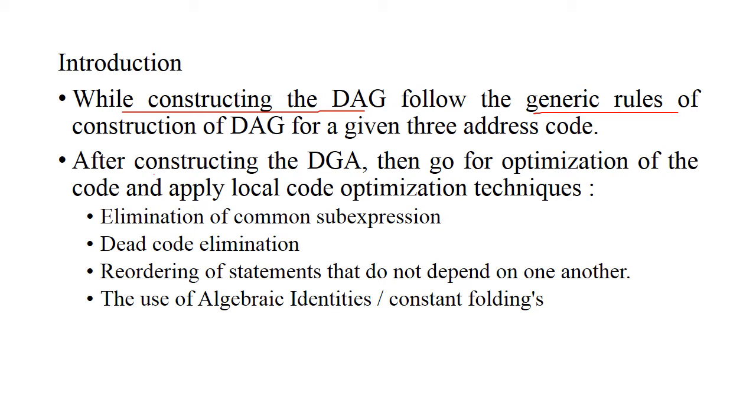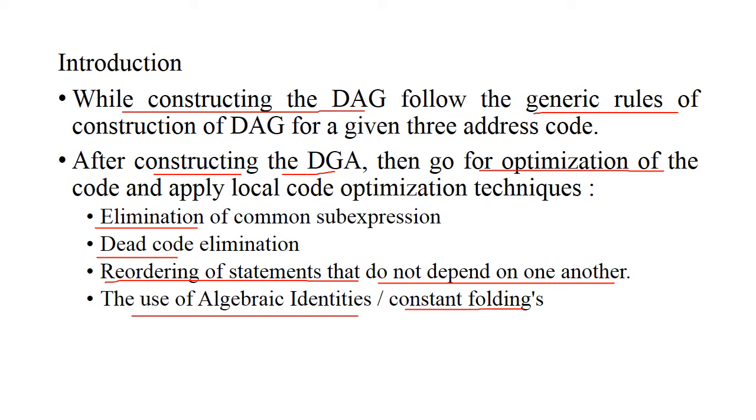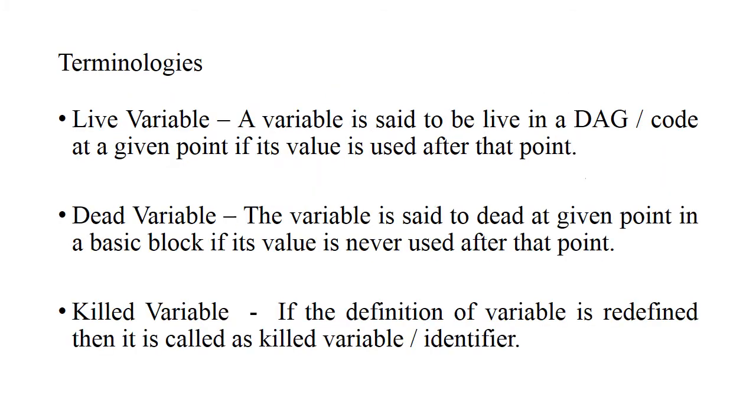Now after constructing the DAG, it is necessary for the compiler to optimize the code by considering the DAG. To optimize the code, the compiler traverses the DAG and then applies these techniques: elimination of common sub expressions, dead code elimination, reordering of the statements that do not depend on one another, then algebraic identities or constant folding. We will learn these concepts by solving examples.